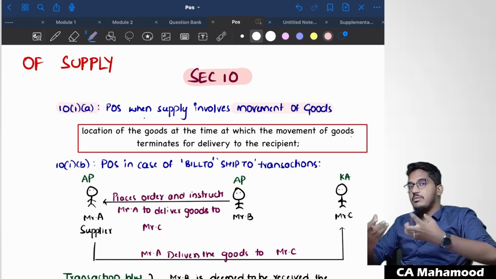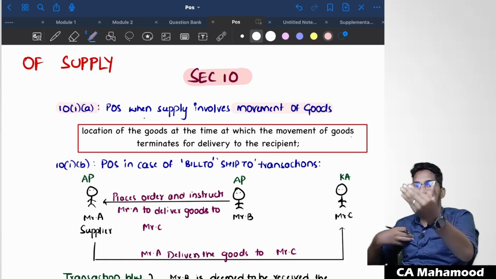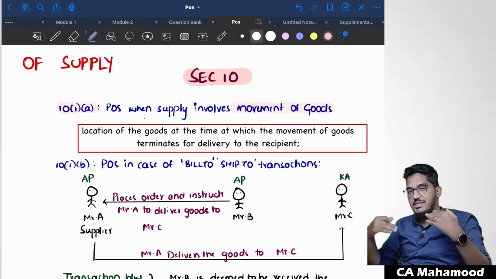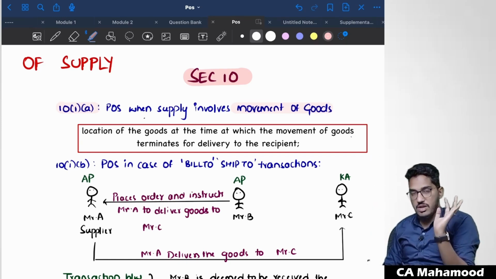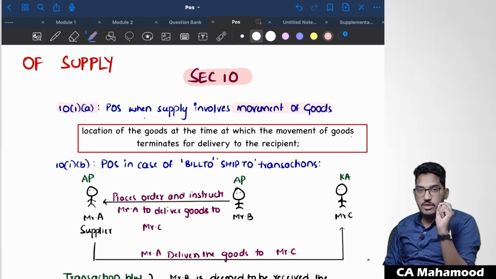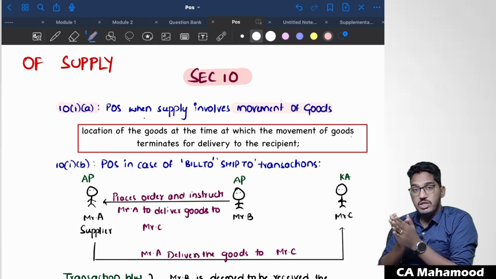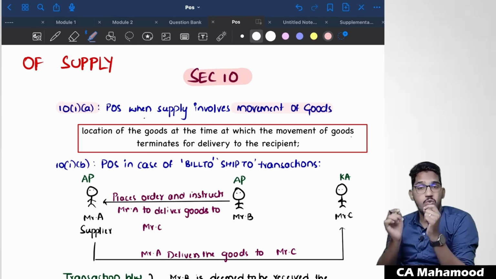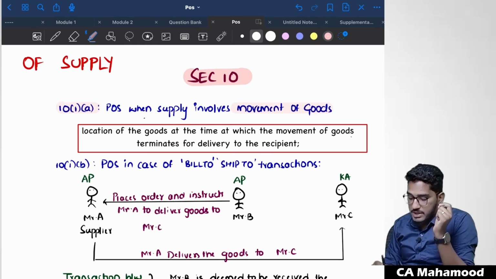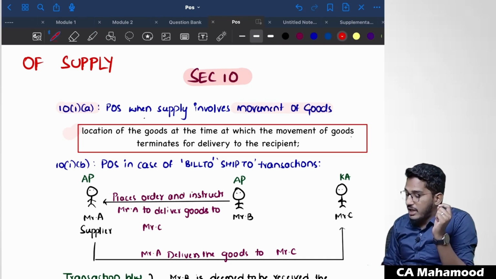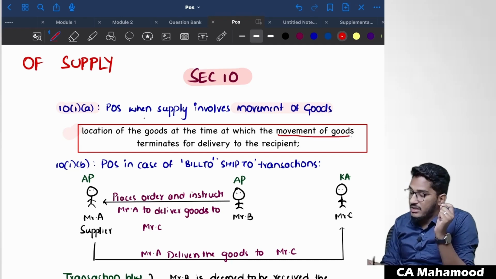Either that movement can be caused by me as a supplier, or the receiver himself is causing the movement, or he is only coming, purchasing, and making the movement of the goods. Whatever it is, supply of goods is happening which involves movement of the goods. So in case the supply of goods involves the movement of the goods, what is the place of supply? Section 10 subsection 1 clause A says that in those cases the place of supply will be the location at which the movement of the goods terminates.